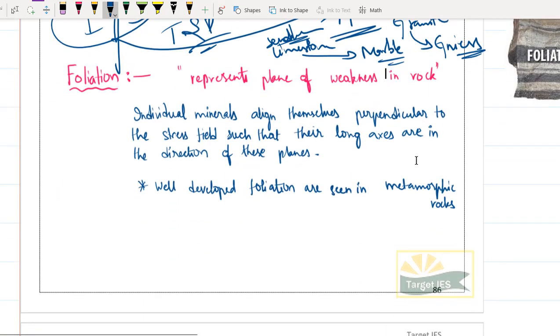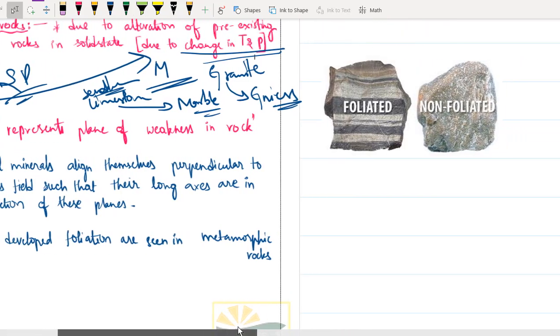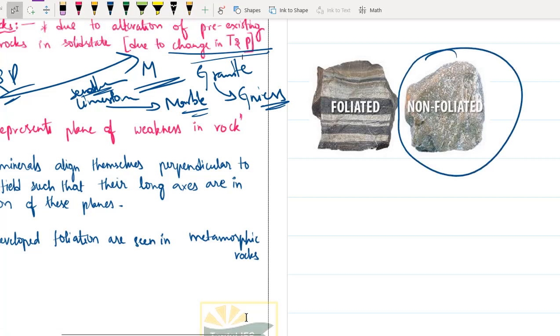Next concept is foliation. This is not that important, but after that we will be studying folds and faults. काफ़ी important रहेगा. This is a very basic thing, not that important. See, basically whenever you are taking a igneous rock, it will be something like that. Okay, you cannot distinguish in it. You cannot see any layers on the surface. But whenever you are taking this metamorphic rock, आपको एक clear surfaces दिखाई देंगे.